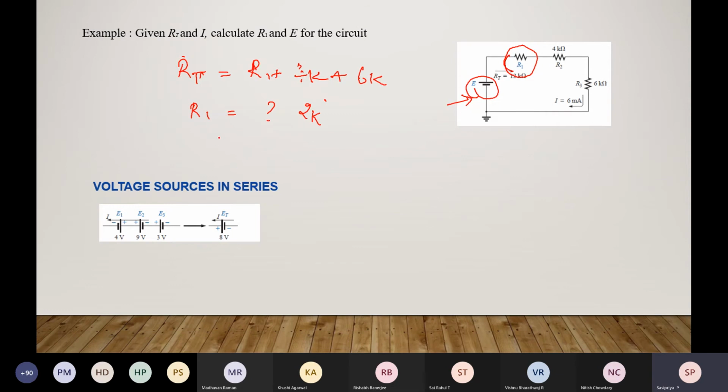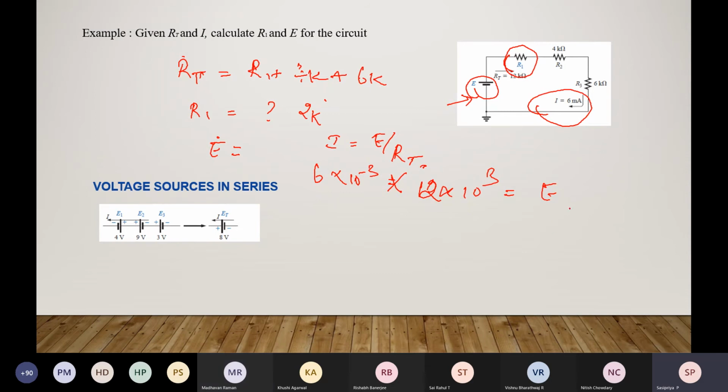Okay, so 2K, and then how do I determine what E is? The current is given here. The current value is given as 6 milliamps. So I is equal to E by RT. Current is given as 6 milliamps and your voltage value can be determined from this. So into total resistance, which is 12 kilo ohms, is nothing but E. So 12 into 6, 72. 10 power minus 3 and 10 power plus 3 will get cancelled. So E is 72 volts.